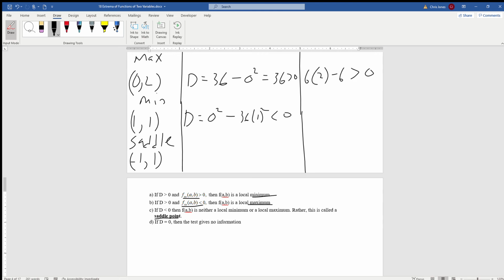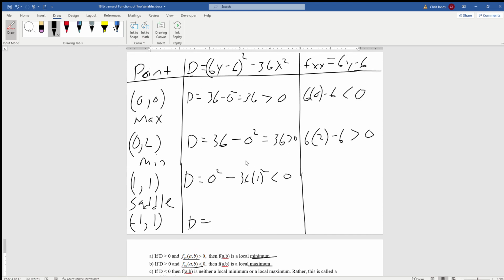And then mercifully our last one. This is probably going to be the same thing. If we substitute 1 back in for y, that gives us 0 squared. If we substitute negative 1 back in for x, that gives us negative 36 times 1, which is clearly less than 0. So again, these 2 points are saddle points. And so finally, we know the classifications of these.